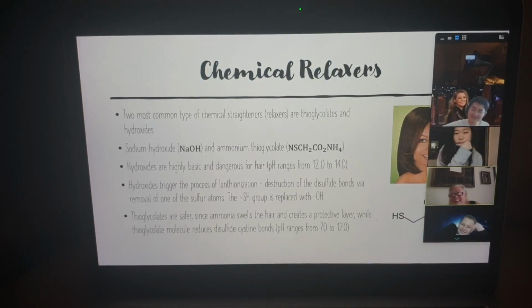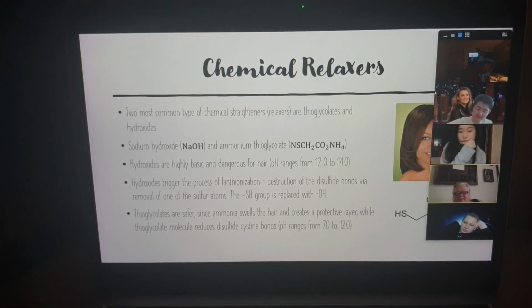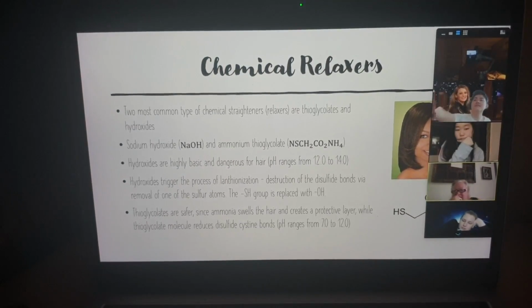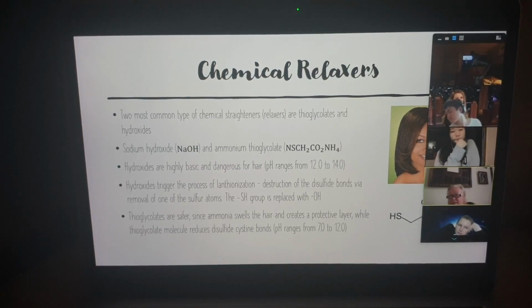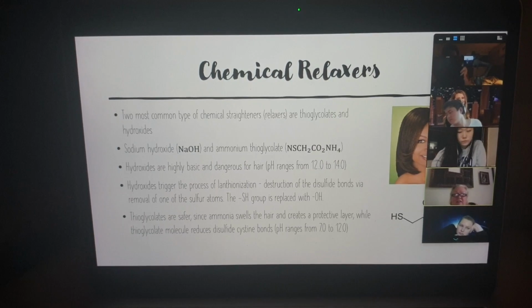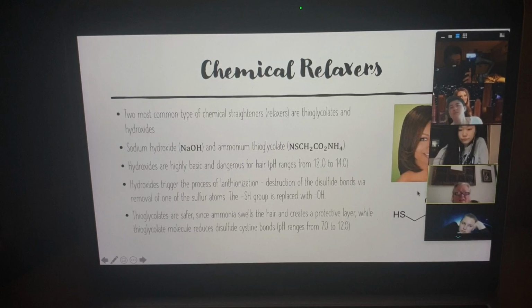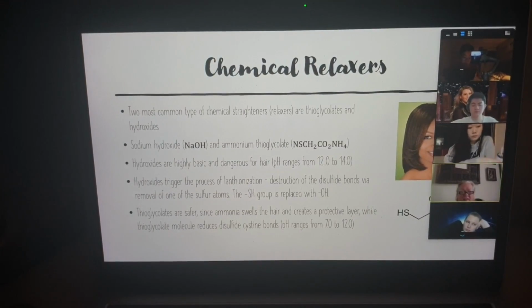Their pH ranges from 12.0 to 14.0. You can see they're pretty basic, like really basic. What they're doing is triggering the process of lanthionization. They're destroying those disulfide bridges, as we've seen before, by replacing the SH group with the OH hydroxide group.